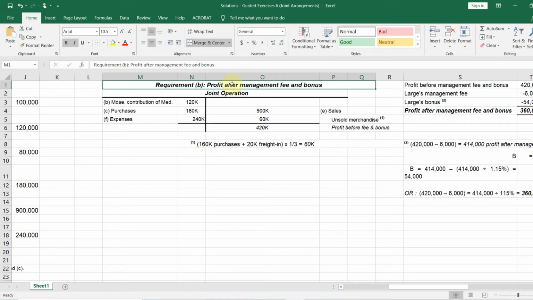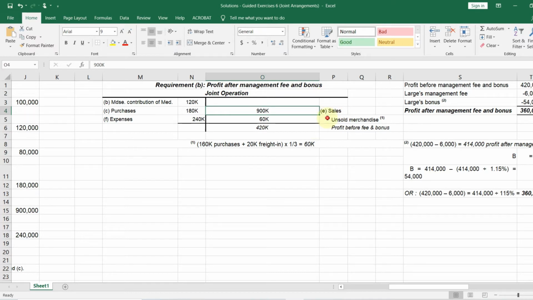Okay? So, from the transactions, in the joint operation T account, you have the merchandise contribution. Just follow the T account from the discussion. So we have merchandise contribution of 120 from transaction B. For C, purchases. Transaction C, there were purchases of 180,000 for the joint operation. And then F, you have 240,000 expenses. On the other side, you have sales of 900,000.